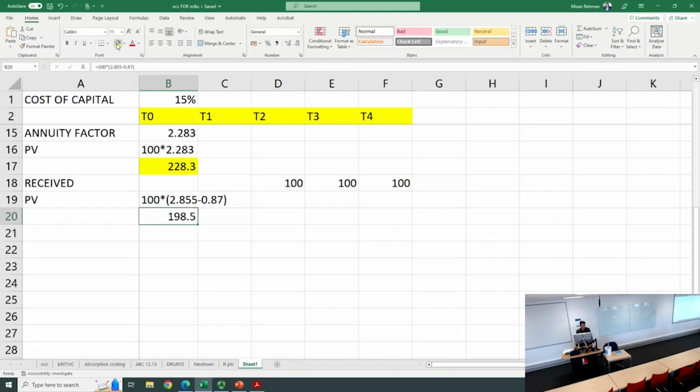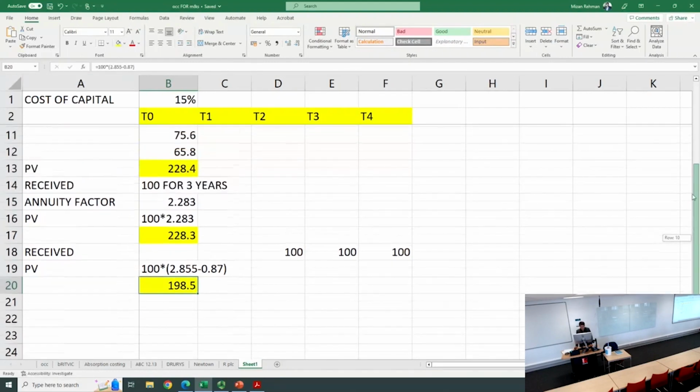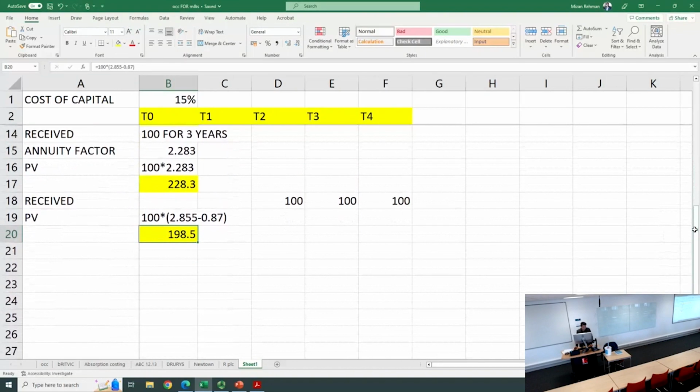£198.50. We received £300 again. Just like in question 2, we received £300. In question 3, we also received £300. But the real value or present value of those monies is different. And the difference is because of the time value of money. 198.5.